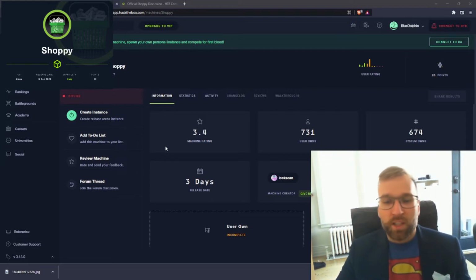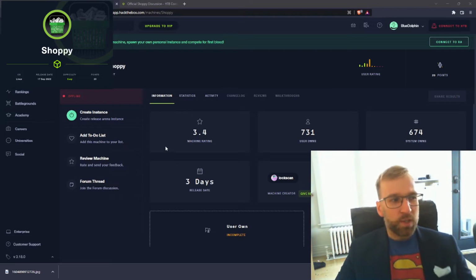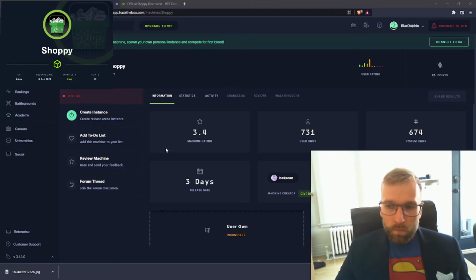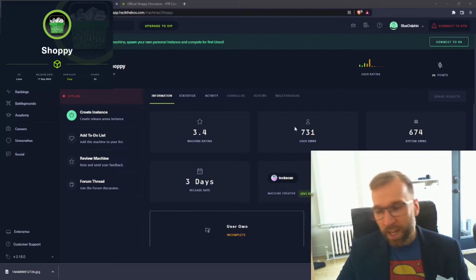Okay, let's look at the rating here. So we have a 3.4. This is interesting, and this makes me feel like there was something on this box that people felt was maybe a little too difficult. I do find that interesting though. That is rare for easy rated machines, but it does look like after being out for 3 days, we have 731 user owns and 674 system owns.